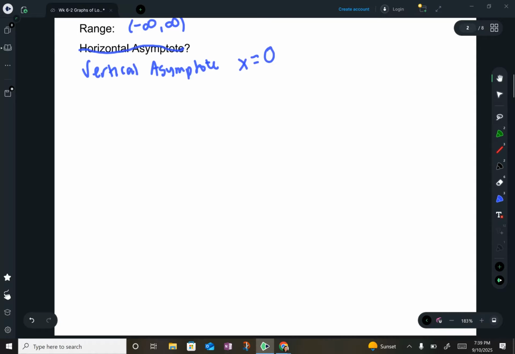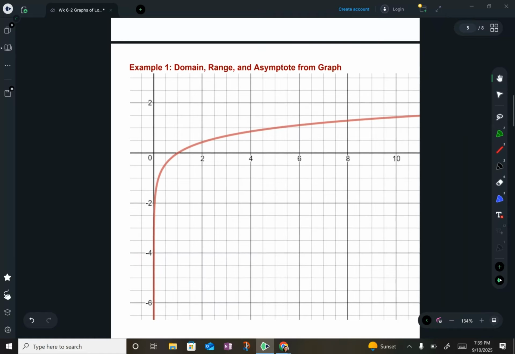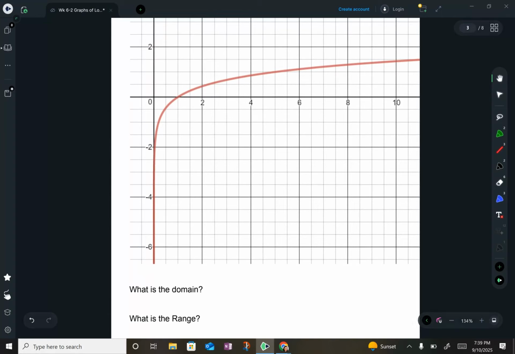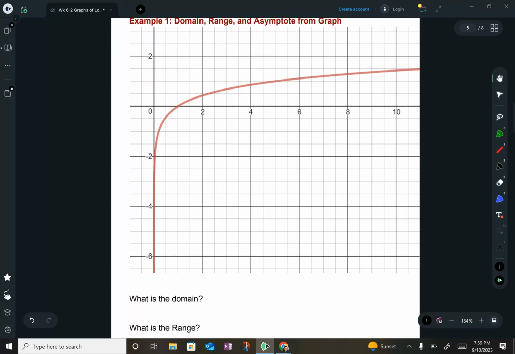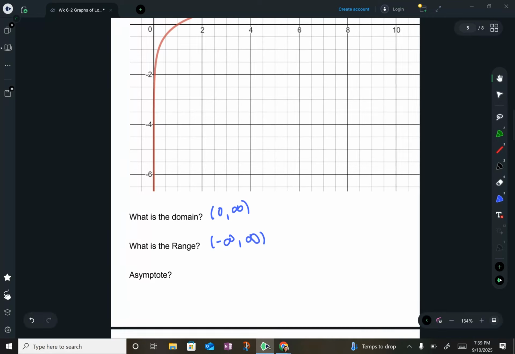All right. So this is another graph of a log function, and we can just look at the graph and notice that we recognize the domain and range. So we can see the domain. If we were looking at this graph, we would see that the very smallest value is 0 and not included. So again, of course, it's 0 to infinity. The range is minus infinity to infinity. And the asymptote is a vertical asymptote at x equal to 0.